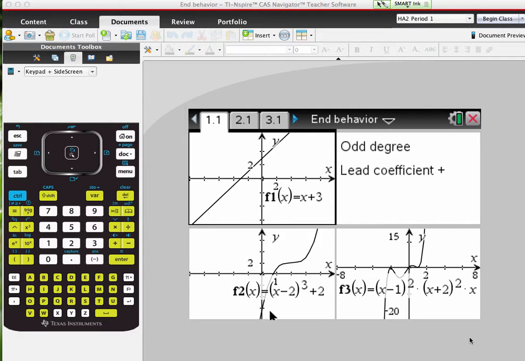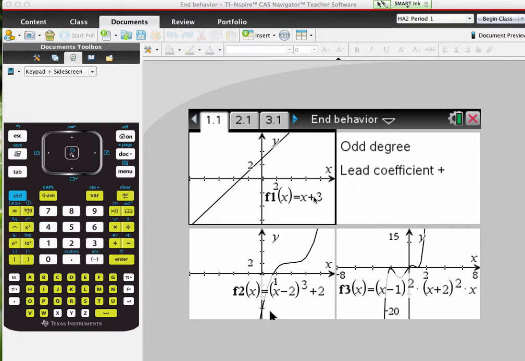Okay, this is from the TI Inspire document that I called End Behavior. On this first screen, you are looking at a variety of functions. This one's linear. You have a cubic. And in this case, you have a fifth degree polynomial. So they are all of odd degrees.